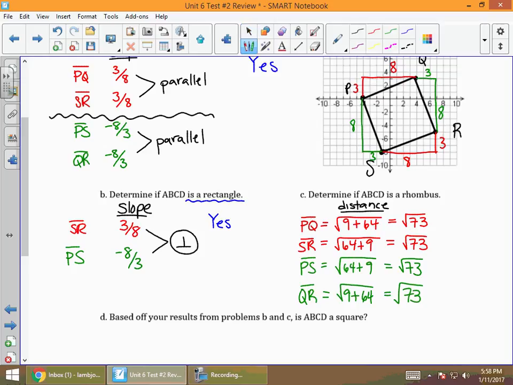So I look at all 4 of these. They are all the same length. So that means all 4 sides are congruent. And a parallelogram with 4 congruent sides is by definition a rhombus. So is this thing a rhombus? Yes, it is.